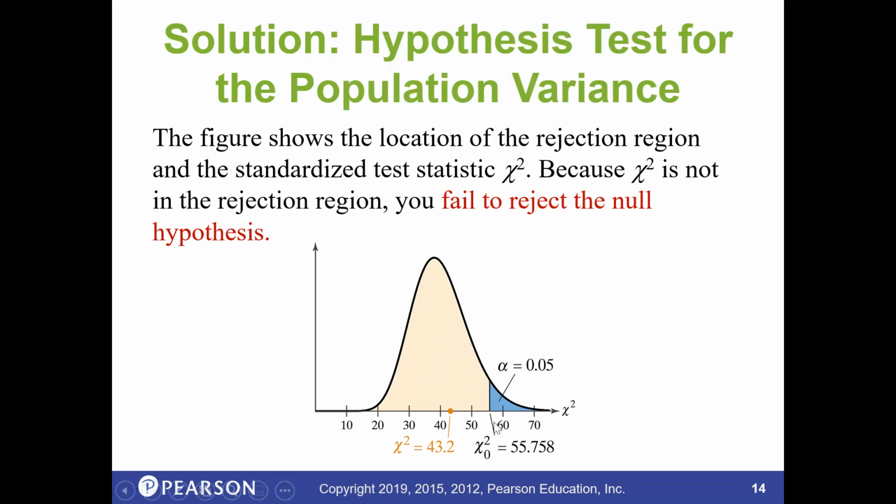So we have the border for our critical point is 55.758. We hit a 43.2. We cannot get to the critical value. So we failed to reject the null hypothesis. We're good. We didn't get into the rejection region here. And so because our claim is the null hypothesis, therefore there's not enough information at the 5% level to reject the company's claim. Okay, are we good there?